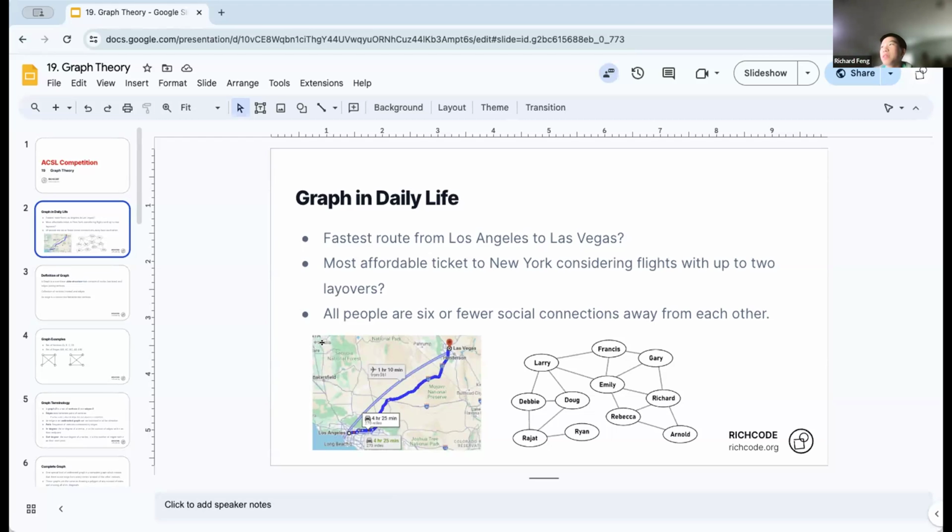Another example is finding the most affordable ticket to New York. And we have the criteria that we can consider flights with up to 2 layovers.